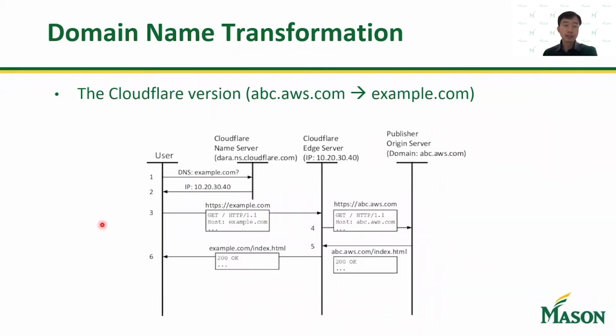This slide shows a slightly different version, which is conducted by Cloudflare, another CDN provider. Cloudflare has its own name server, which skips two steps actually. The user will directly send the DNS query about example.com to Cloudflare's name server, and this name server is going to directly respond with an IP address that belongs to one of Cloudflare's edge servers. Then the user is going to again send the request for example.com. The edge server is going to retrieve the document, and when it's received, it will send it back to the user, again under the name of example.com.